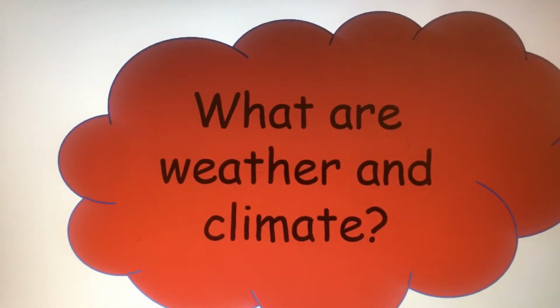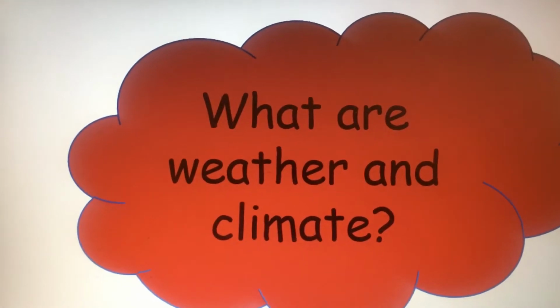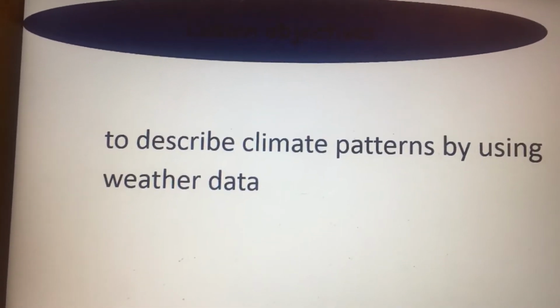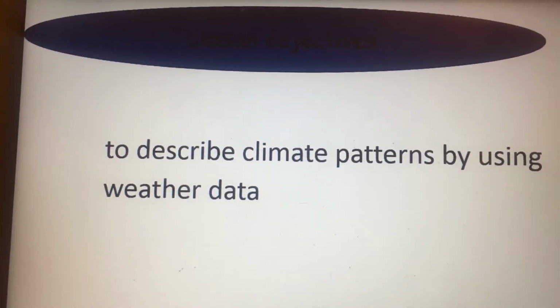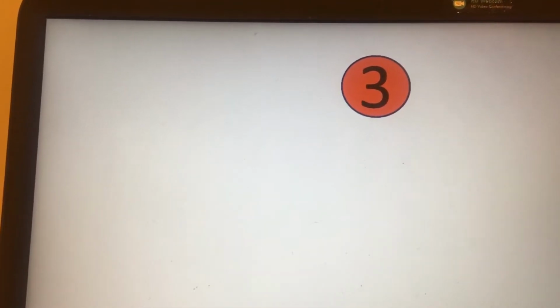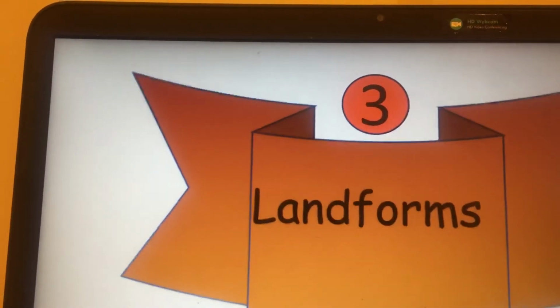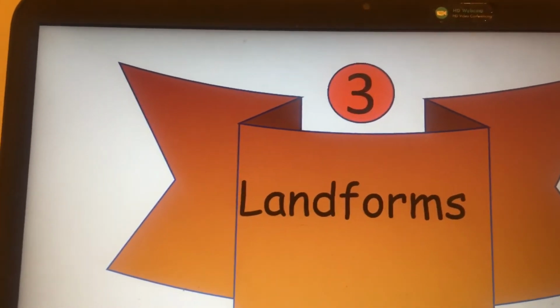Today we will complete our lesson, What are weather and climate? Lesson objective: to describe climate patterns by using weather data. We studied yesterday two factors that affect weather patterns. The first one was sunlight, the second one, ocean. Today we will complete the landforms.